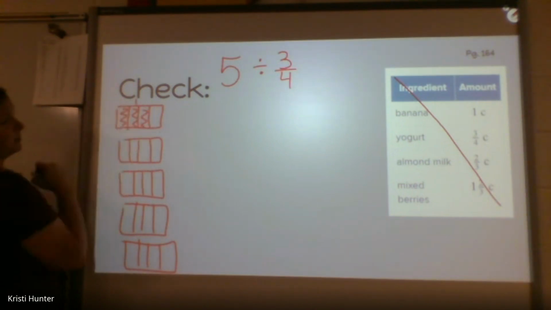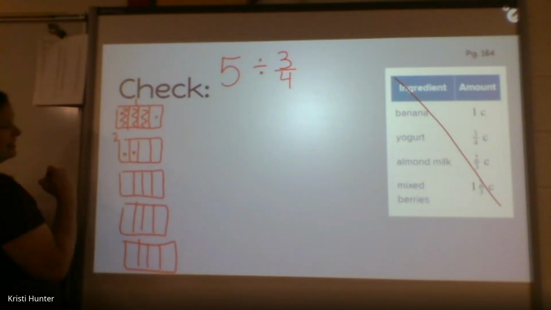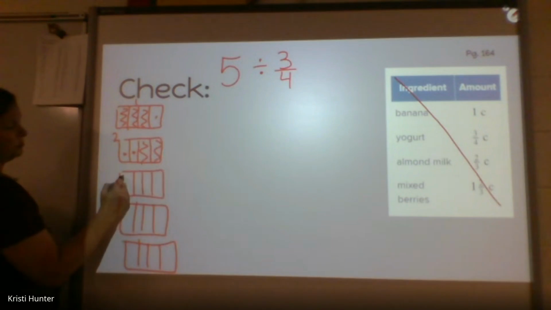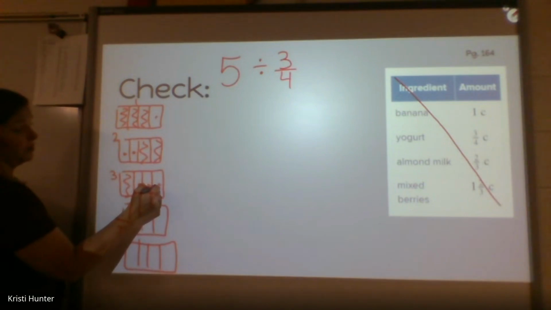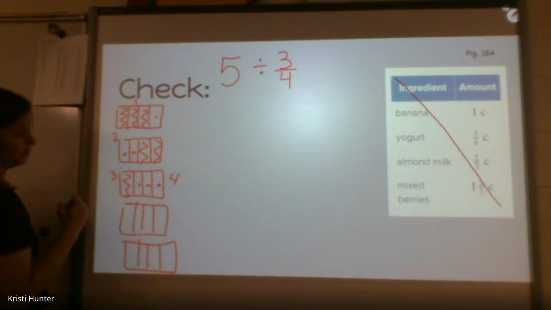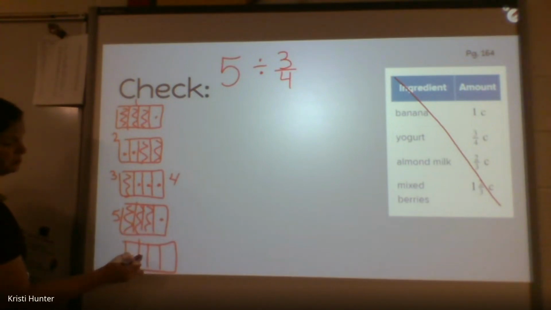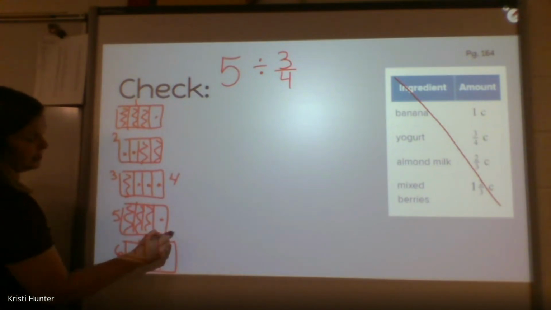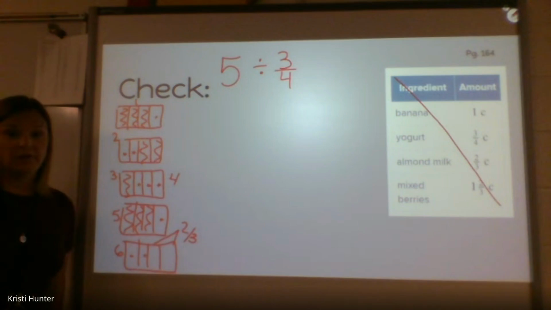So there's one group, 1, 2, 3. There's a second group, 1, 2, 3. There's a third group, 1, 2, 3. There's a fourth group, 1, 2, 3. There's a fifth group, 1, 2, 3. There's a sixth group. And look here, I have 2 out of the 3 left over.